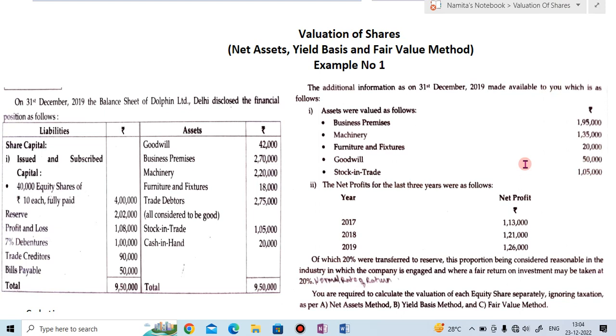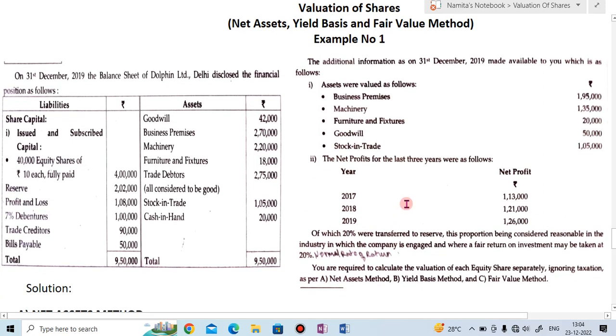I'm Namita. In today's video, we are going to solve the example of valuation of share. This example we are going to solve by net asset method, yield based method and fair value method. All three methods we are going to solve in this example. So this is the example on the screen.